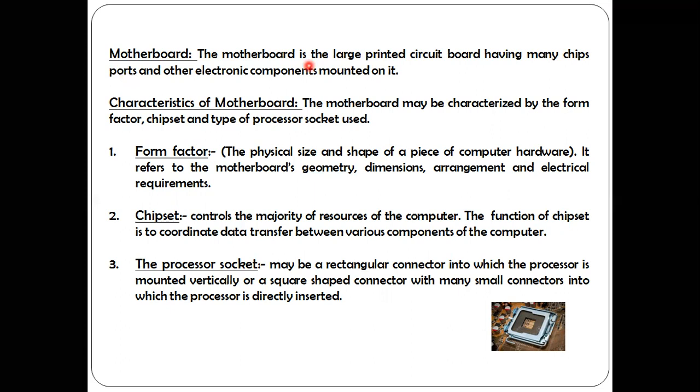This is the definition expected for 1 mark. Define motherboard, or what is a motherboard? Motherboard is a large printed circuit board having many chips, ports, and other electronic components mounted on it. Some of the characteristics of a motherboard: it may be characterized by the form factor, chipset, and type of processor socket used. These are the 3 important characteristics expected for 3 marks.